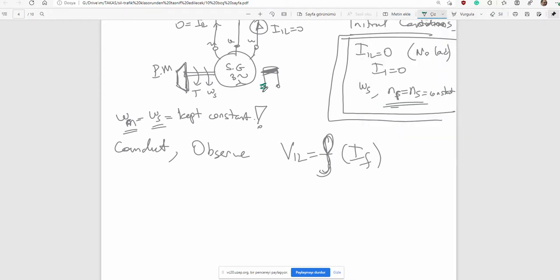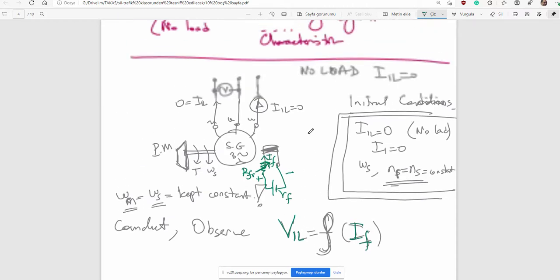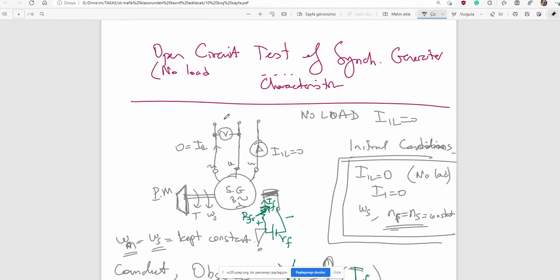Let me substitute a field circuit rheostat, and here is a constant voltage source VF, field plus and minus. By changing the rheostat given here, we can easily adjust the field current, and then observe the field current and the line to line voltage. This voltmeter measures line to line voltage.